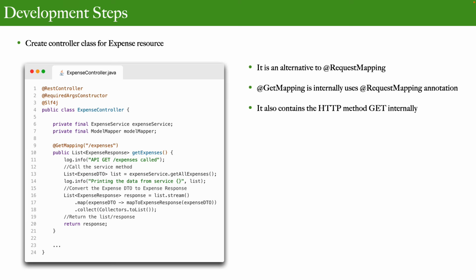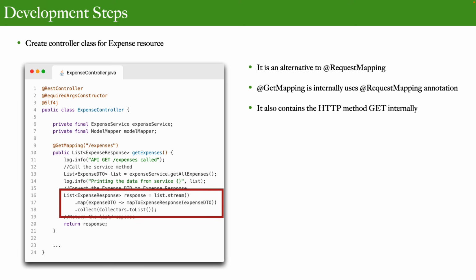In the class, we are going to inject the ExpenseService and the ModelMapper. Again, we need a ModelMapper to convert these DTO objects to the response objects. Inside the getExpenses method, we are going to add the logger, and next we are going to call the service method, which is getAllExpenses. It is going to give us the list of ExpenseDTO. Again, we will add loggers to print the values from the service. Finally, we are going to convert the ExpenseDTO to the response objects using lambdas. We will make use of the stream API, and we're going to call the map function.